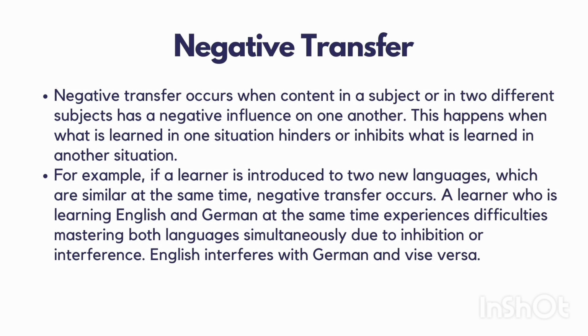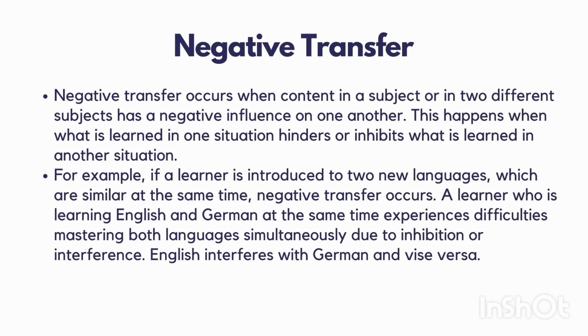Negative transfer. Negative transfer occurs when content in a subject or in two different subjects has a negative influence on one another. This happens when what is learned in one situation hinders or inhibits what is learned in another situation.